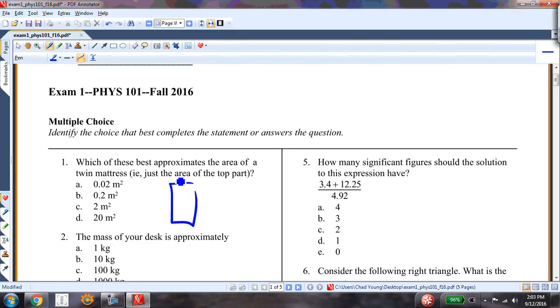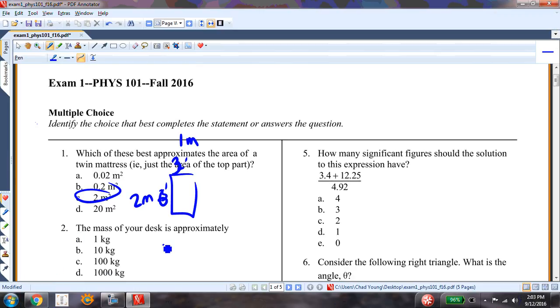A twin mattress is about 3 feet by 6 feet. So that's about 1 meter by 2 meters. So we're looking at about 2 square meters. It's definitely not 0.2 square meters, and it's definitely not 20 square meters. That'd be like a 2 meter by 10 meter bed. So it has to be 2 square meters.